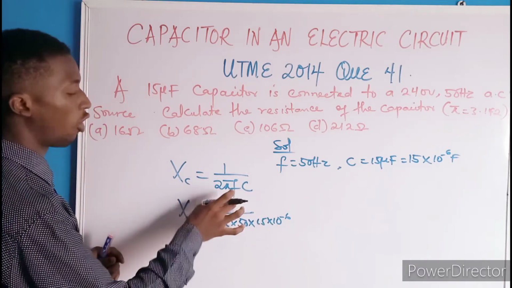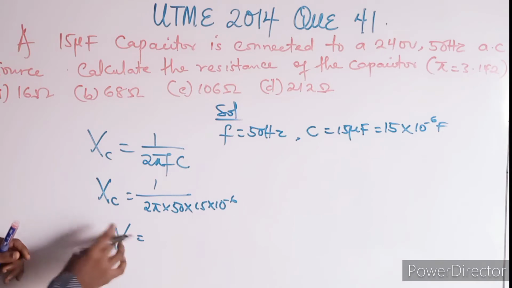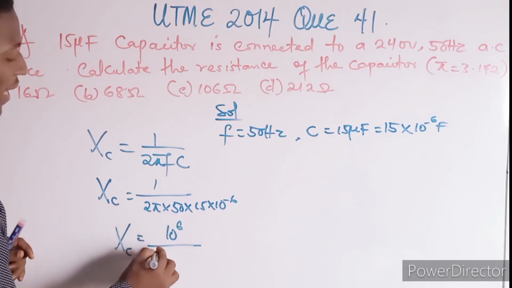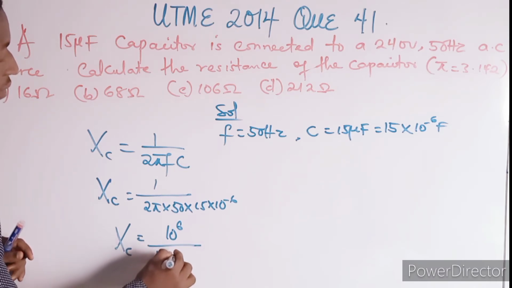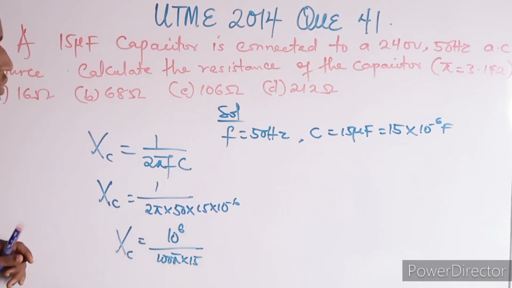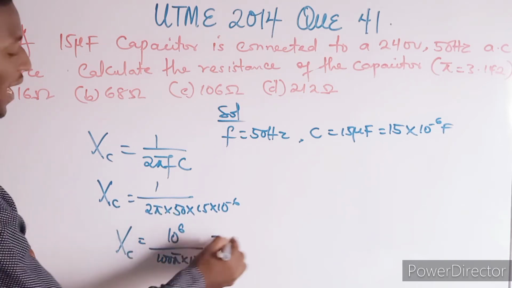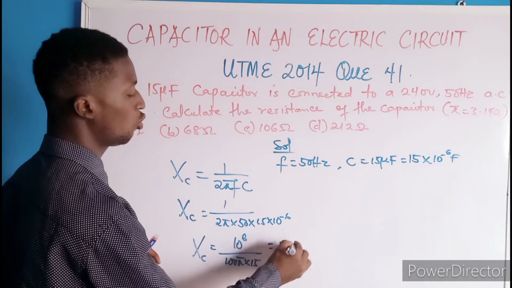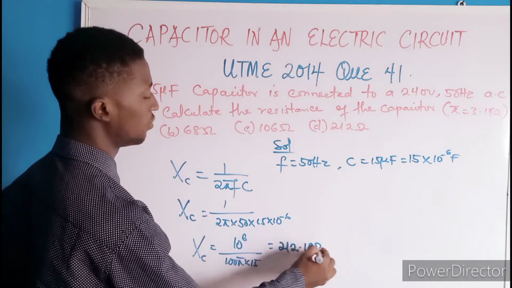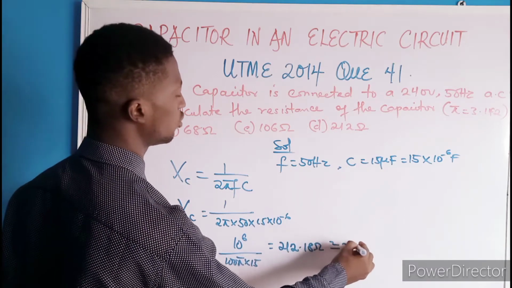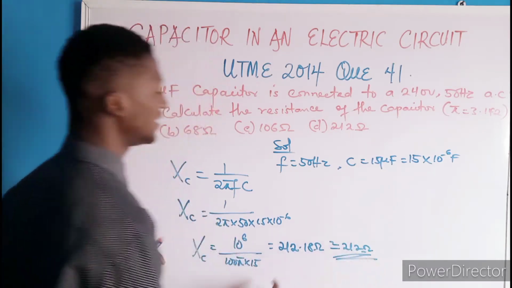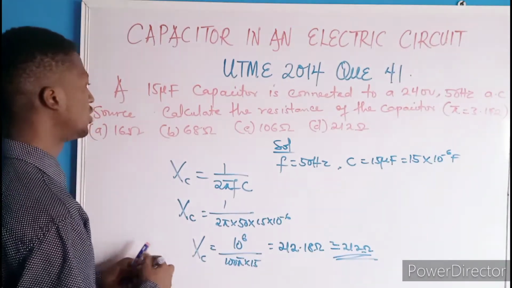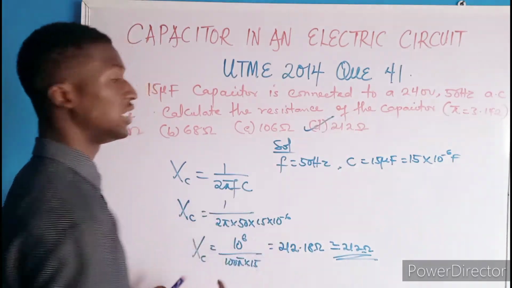We can easily simplify this, and we have Xc equals 10 to the power 6 divided by 100 pi times 15. That is 2 times 50, which gives us 100. When we divide this, we eventually have 212.18 ohms, which is approximately 212 ohms. So this is how to get the resistance offered by a capacitor, or the capacitive reactance. So the answer is definitely option D.